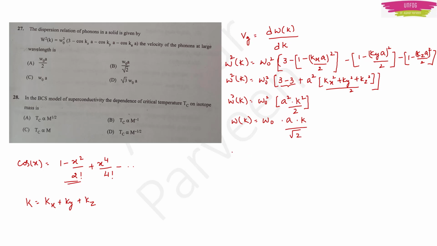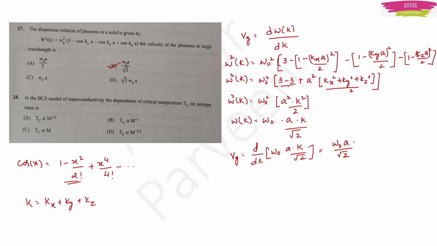Now if I differentiate it to find the group velocity, I get d by dk of omega naught a k by root 2. Omega naught and a are constants. K will become 1 because we are differentiating with respect to k, and root 2 will be remaining. So omega naught a by root 2 is the right option. Option B is the right option.